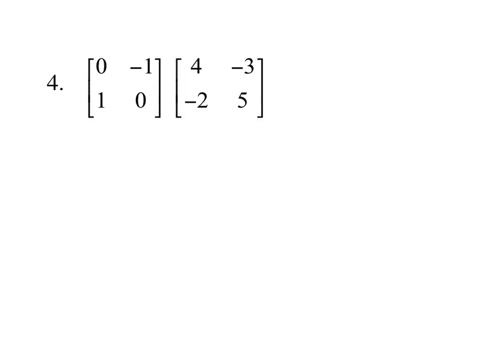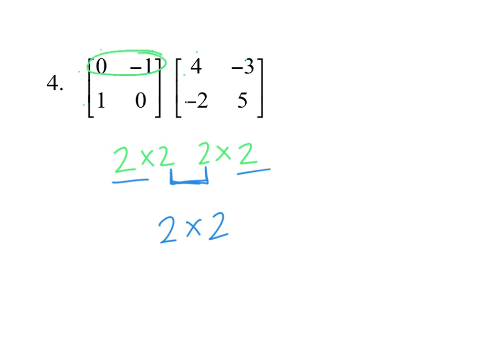For our last example, we have a 2 by 2, 2 rows, 2 columns, multiplied by another 2 by 2. These are both square matrices, and because these two numbers are the same, we will be able to multiply these two matrices, and our resulting matrix will be another 2 by 2. When you multiply two square matrices, your answer is also a square matrix. We're going to start off with this row, 0 and negative 1, and then multiply by this column, row times column.